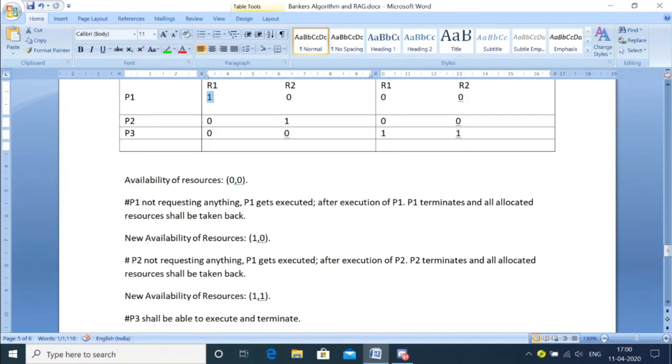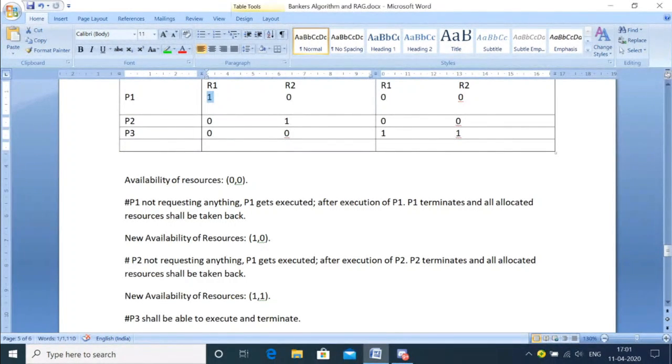So what was the availability of resource initially? 0, 0. So now P1 is released from the system because it doesn't need anything. It will be given to the CPU, get executed, and will be out. The moment P1 is out, whatever it was holding will be added to the availability stock. So it will be added here.